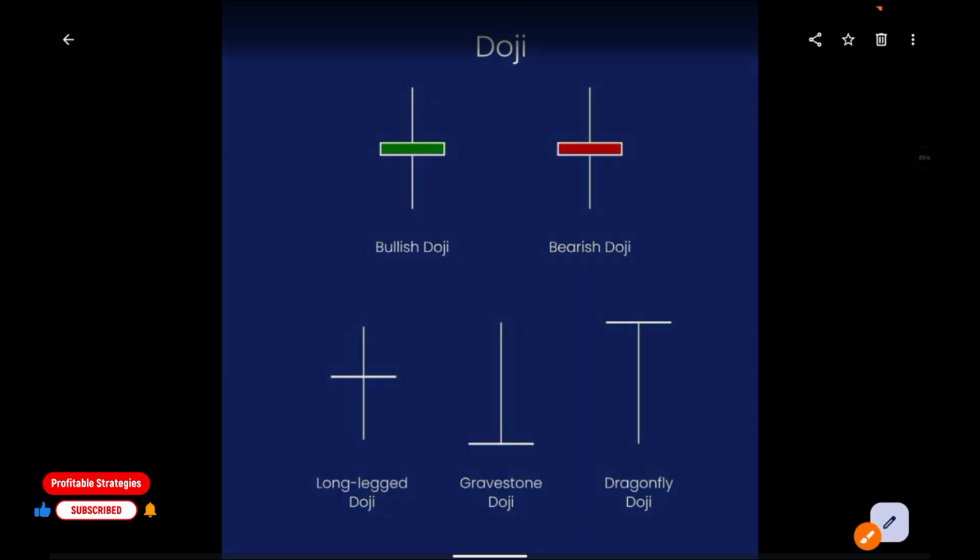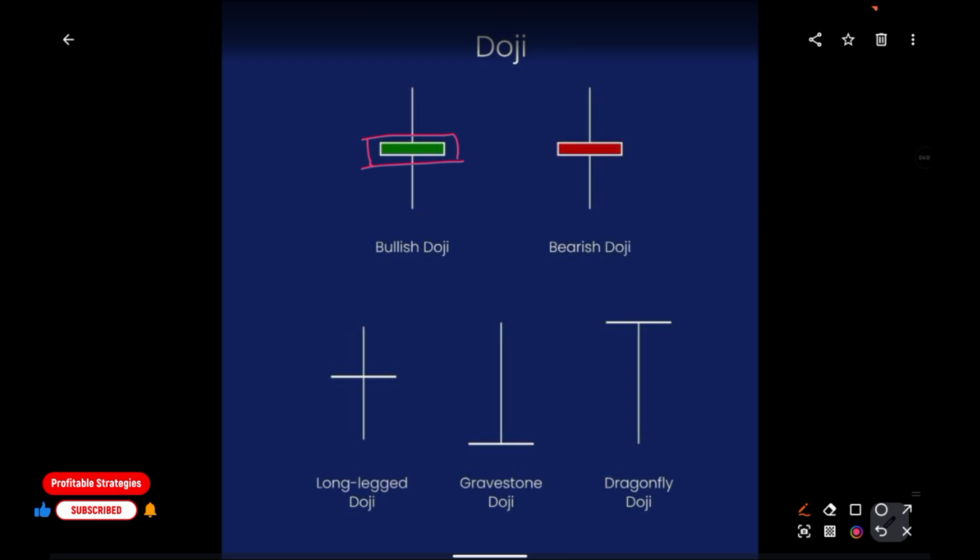All right, so this one is actually called the bullish Doji. So if it appears at a very good location, it signifies buyers are ready to reverse the market to the opposite direction. Now this is the bearish Doji.